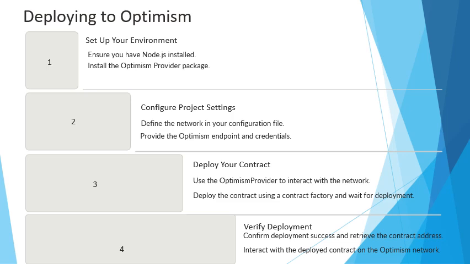We use the Optimism provider to interact with the network and deploy the contract using a contract factory and wait for deployment. Then we verify deployment. We confirm deployment success and retrieve the contract address. Then we interact with the deployed contract on the Optimism network.